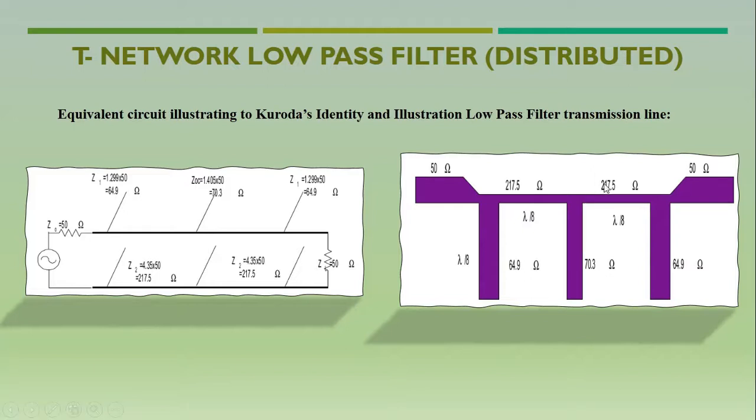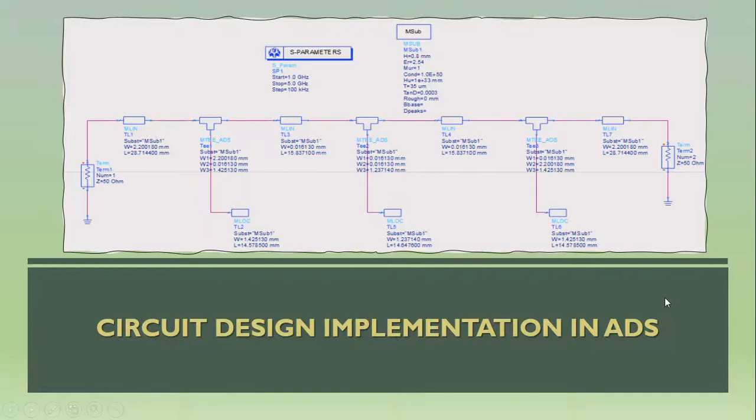This is the layout illustrating the circuit design implementation in ADS. This is MLIN and this is MLOC. For MLOC, the value of n must be 3: 1, 2, 3 for all the stubs.